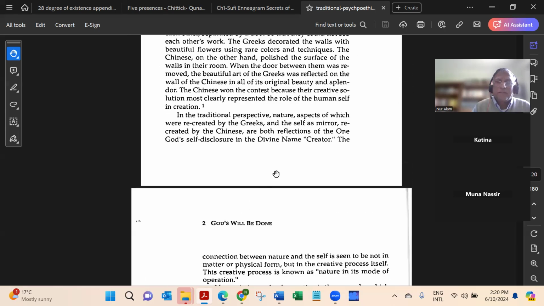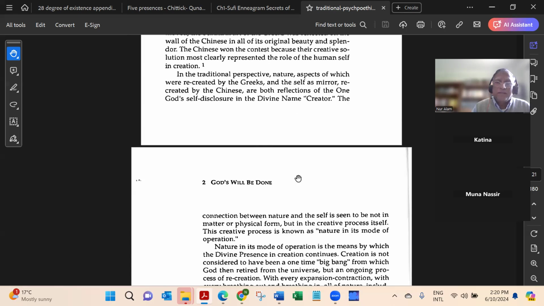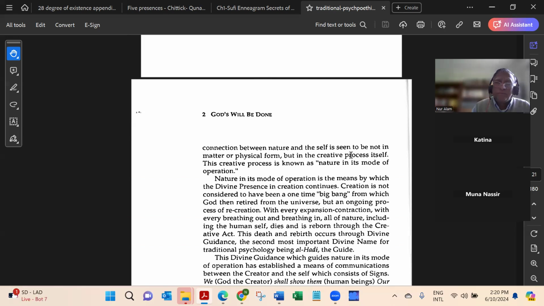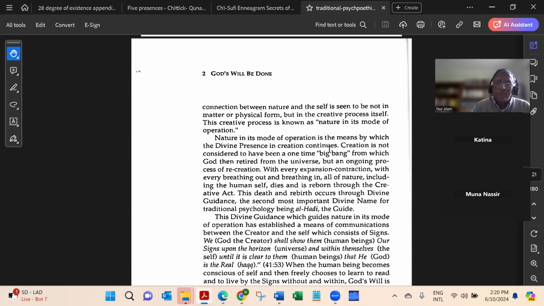Okay, I'll continue. The connection between nature and the self is seen not to be in matter or physical form, but in the creative process itself. This creative process is known as nature in its mode of operation. Nature in its mode of operation is the means by which the divine presence in creation continues. Creation is not considered to have been a one time Big Bang from which God then retired from the universe, but an ongoing process of recreation. With every expansion, contraction, with every breathing out and breathing in, all of nature, including the human self, dies and is reborn through the creative act.